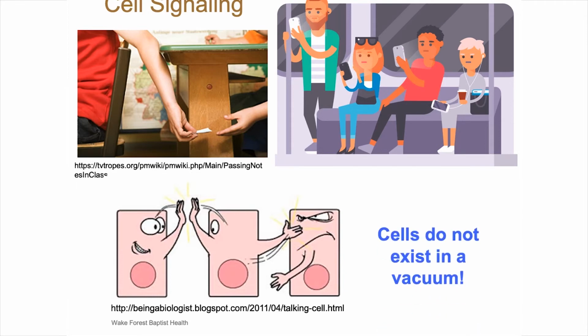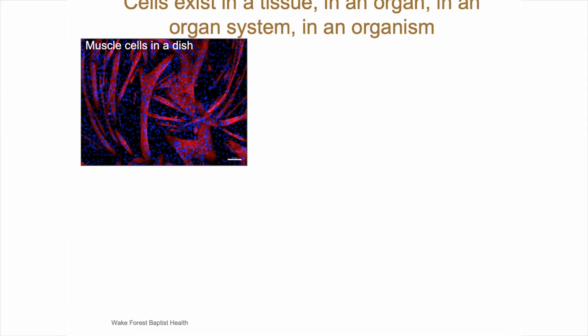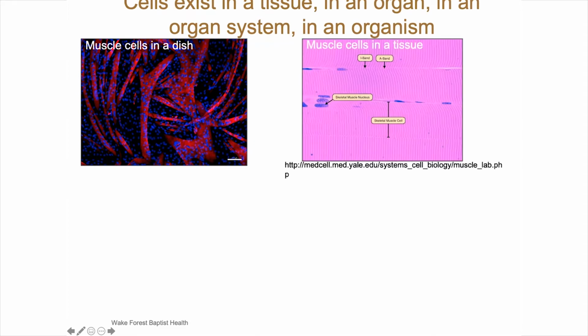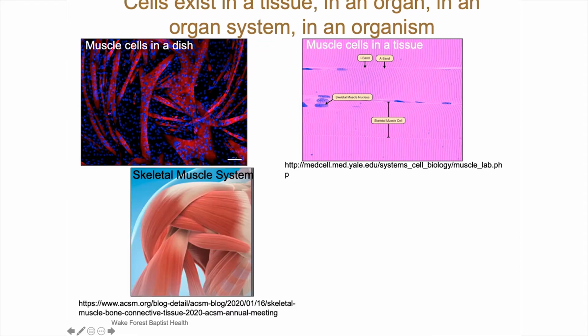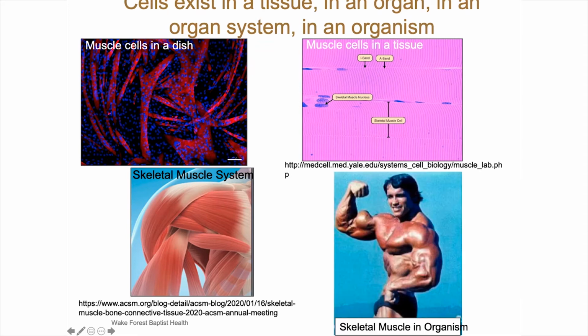They do not exist in a vacuum. So when we take, say, stem cells out of the tissue, skeletal muscle satellite cells, and grow them on plastic, it does not take them very long to lose their stem cell-like properties because they no longer have their neighbors to talk to. An example of this is cells exist in a tissue. So these will be muscle cells in a dish, which then form the lined myofibers in a tissue, which then come together to make up the skeletal muscle system, which then come together and make an organism such as Arnold Schwarzenegger.